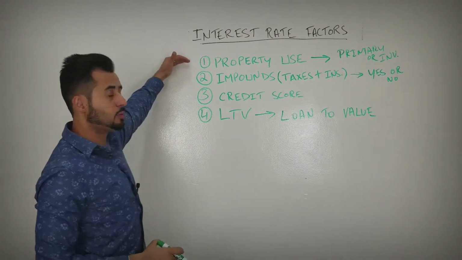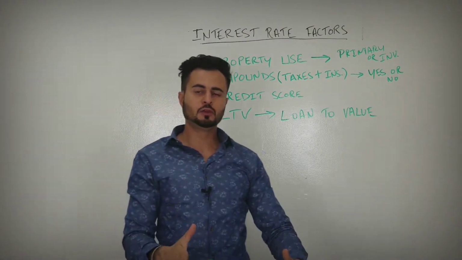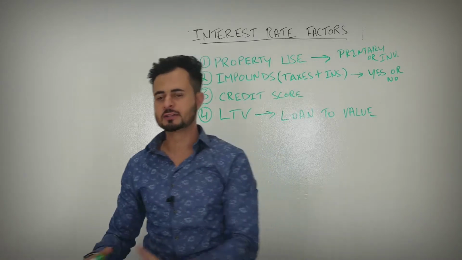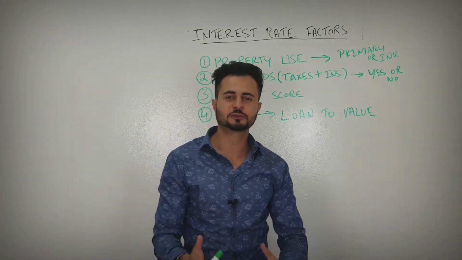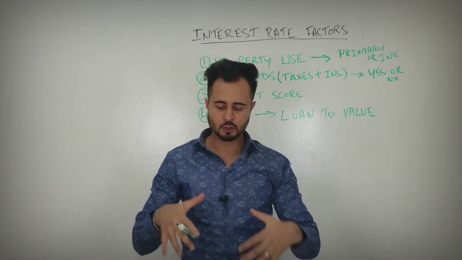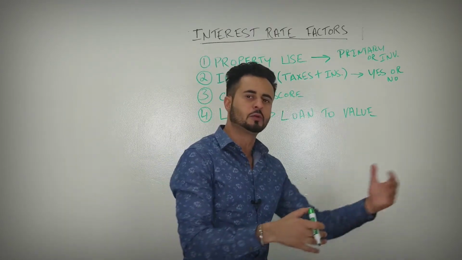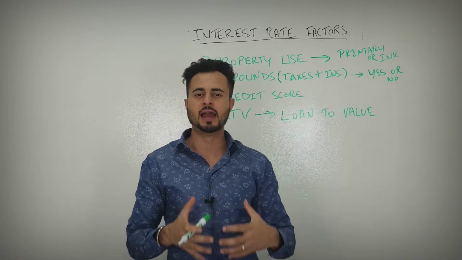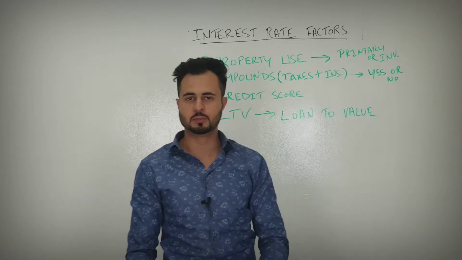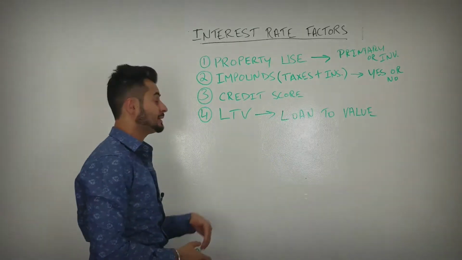All right, so let's discuss these one by one. So really quickly, property use. If you're buying it for a primary use and not investment property, your interest rate is generally going to be better because you're going to buy it to live in. And for people that are investing or buying a second home to rent, their interest rate is not going to be as good as compared to somebody who's buying it for a primary reason. The next one is impounds.